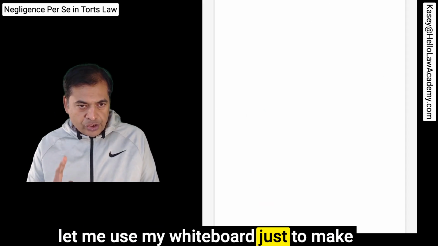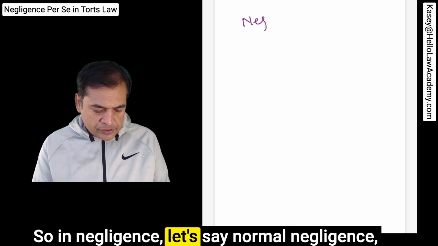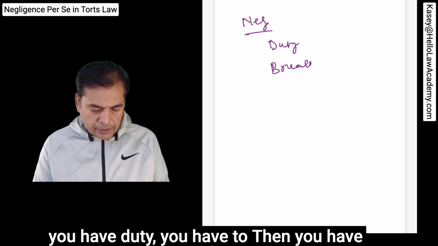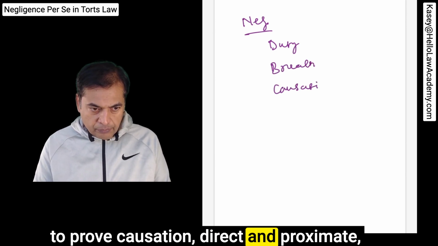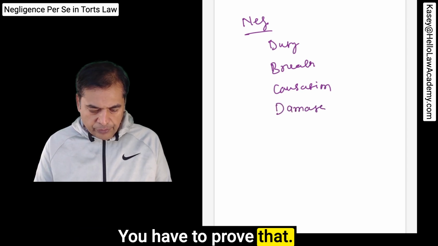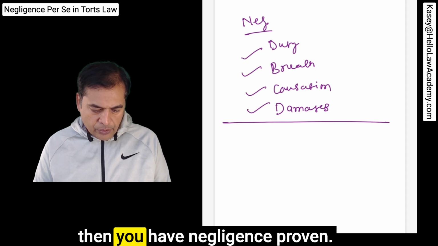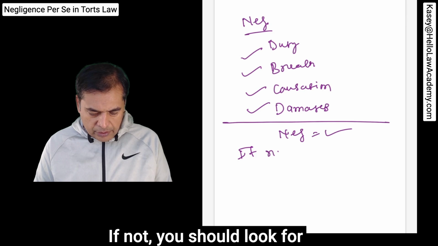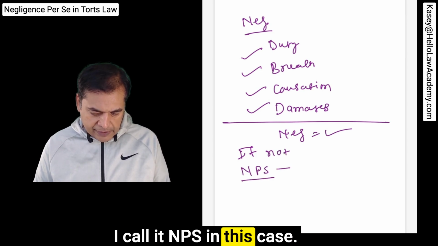Let me use my whiteboard just to make it clear for you for negligence per se. In normal negligence, you have duty, you have to prove breach of duty, then you have to prove causation, direct and proximate, and then you have to show injury or damages. You have to prove that. Now, if you can say yes, yes, yes, and yes, then you have negligence proven. If not, you should look for negligence per se analysis. I call it NPS in this case.